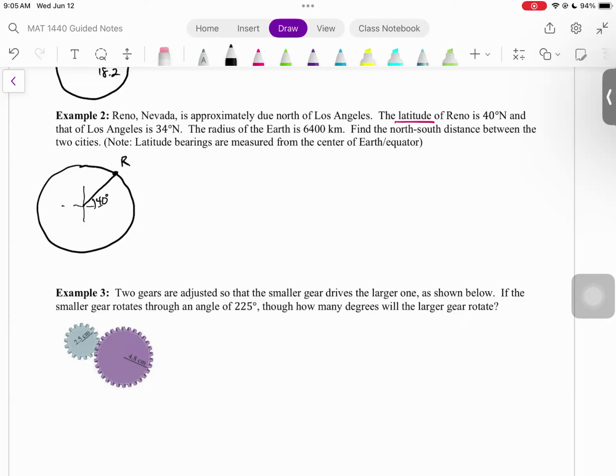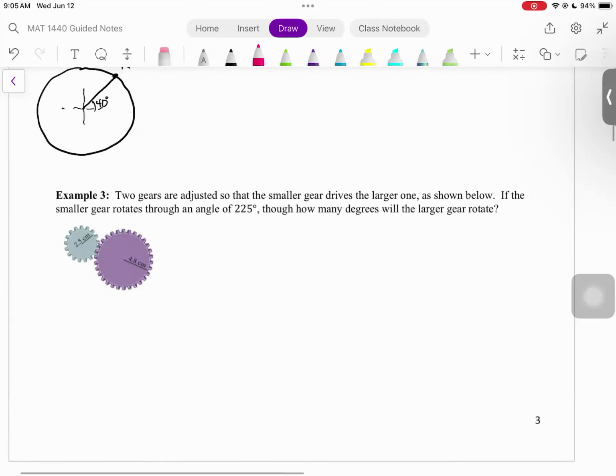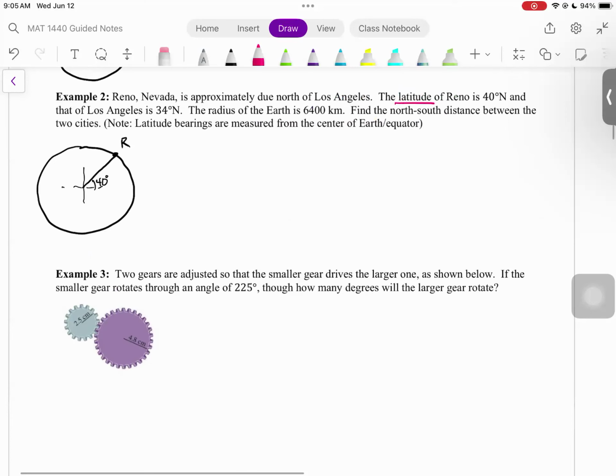Los Angeles is 34 degrees north, or the latitude of Los Angeles is 34 degrees north. I'm going to use a different color just to make it a little bit easier to read. From that horizontal going up 34 degrees. I'm exaggerating this difference just so we can see it a little bit easier. Here's LA. And this angle is 36 degrees. I'm sorry, 34 degrees.